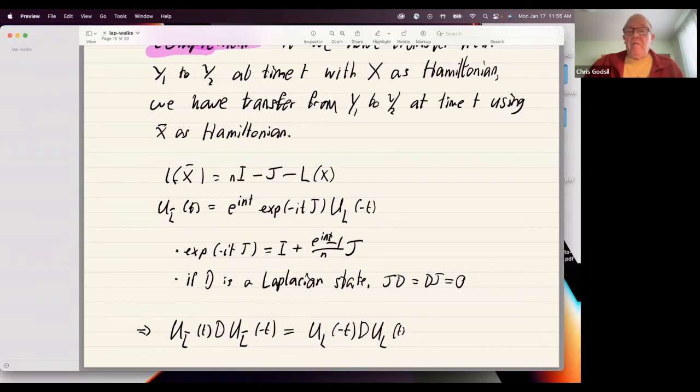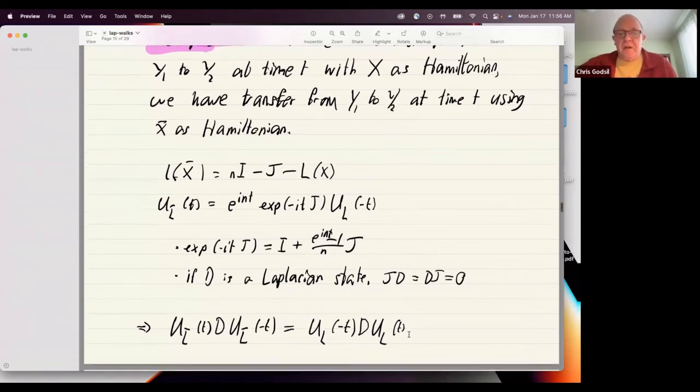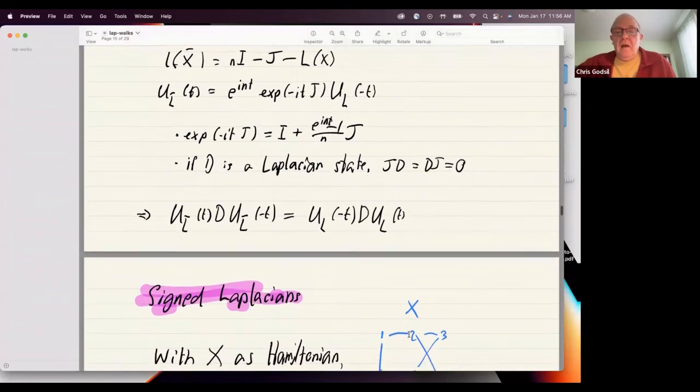Now we remember that JD and DJ are both 0. So when you do the calculations, you discover that U_Lbar D U_Lbar minus t is equal to U_L minus t D U_L t. So that gives us the result of our claim. So we can get complements for free. One consequence of this is that we can use joins to construct new examples. If we have some graphs, y1 and y2, and we get transfer on those, then we can often take joins, but I won't go into that.